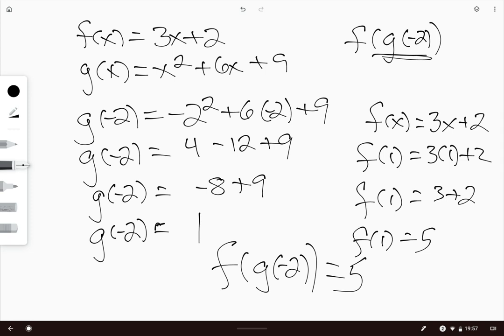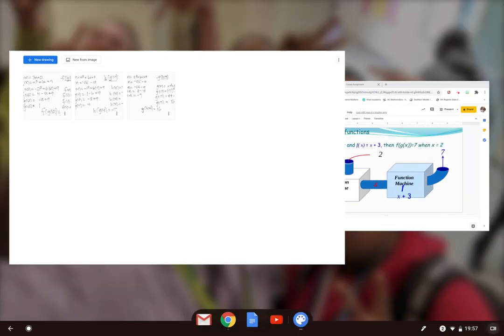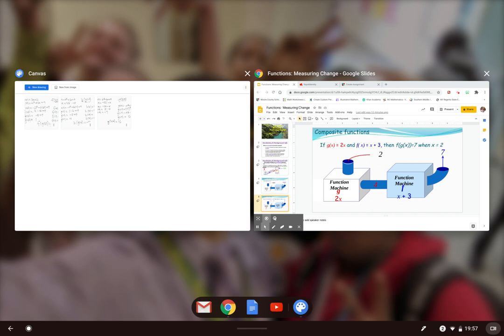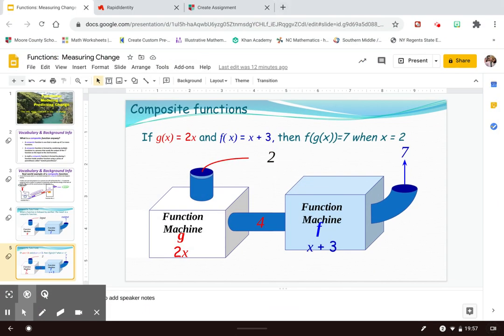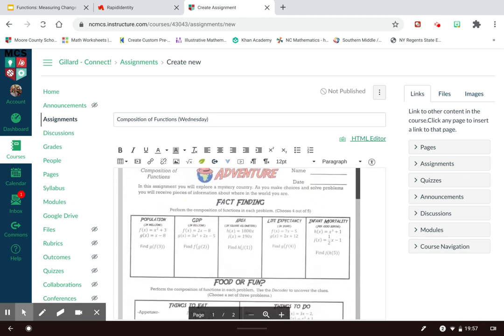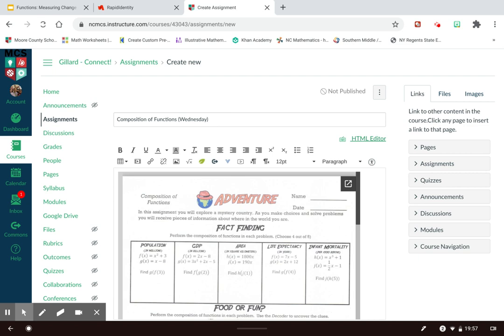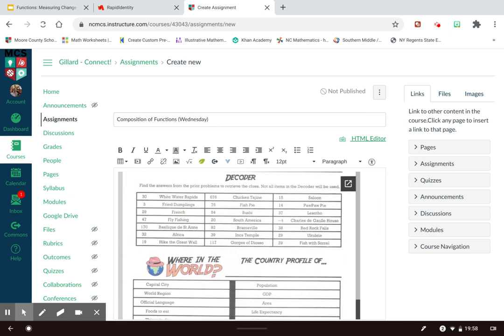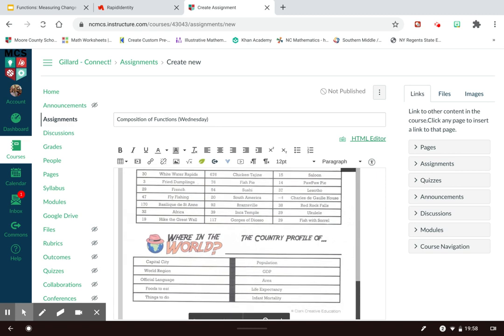All right, so I hope you enjoyed doing that as much as I did. All right, so what we're going to do now is, if you look over to Canvas, your assignment today is going to be composition of functions. It's going to be doing the same thing that we just got done doing. And you're going to solve the problems to find out pieces of information. And all these are going to be clues that help you find a mystery country at the end.